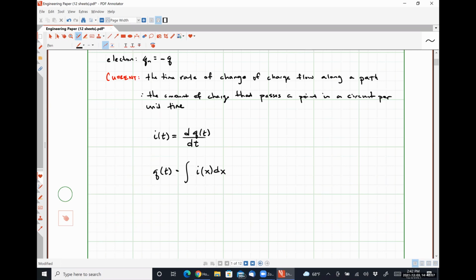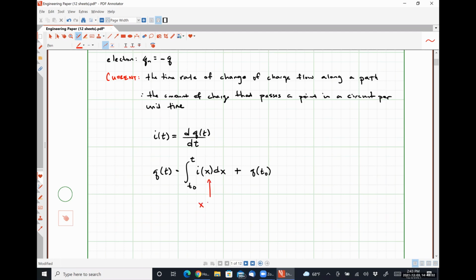dx, the limits of integration here are from T naught, and I'll explain what that means, to T, which is just some point in time that we are interested in. And then added to this integral, I will have Q at T naught, okay? So let me scribble some stuff on this guy.